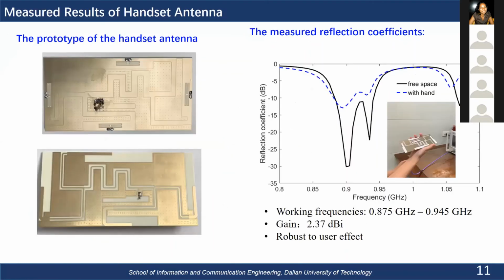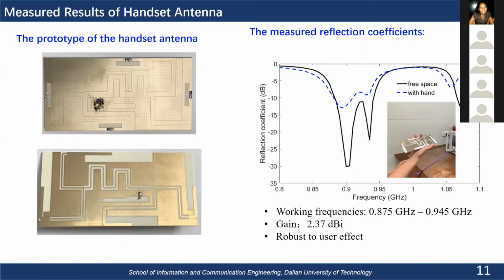And then we fabricate the antenna. So this is the front view. We can see those 4 ICE feeding elements, and this is the SMA connector. And this is the bottom view with the feeding networks. This is the measured reflection coefficient. We can see that it still works well in the low band with a gain of 2.37 dBi, and also it is very robust to user effect.